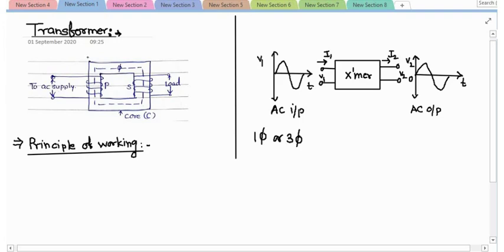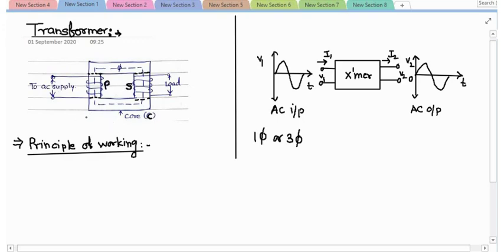So this is showing the transformer in the elementary form. It essentially consists of two windings. P is your primary winding and S is your secondary winding. These two windings are wound on a laminated common steel core which is denoted by C here. The vertical portion of the core on which these windings are placed is referred to as the limb. So this much portion is your limb. The top and the bottom portion excluding the limbs are called the yoke.